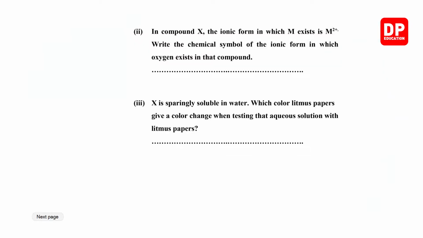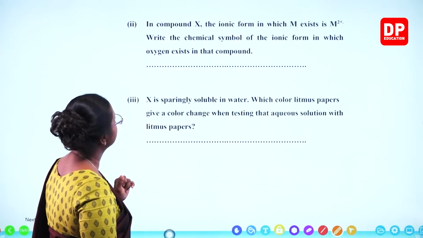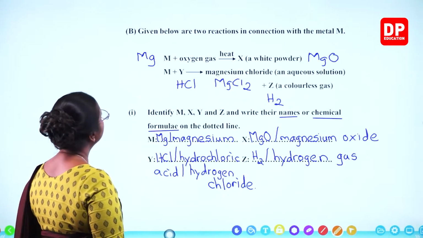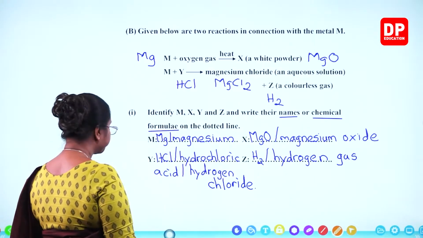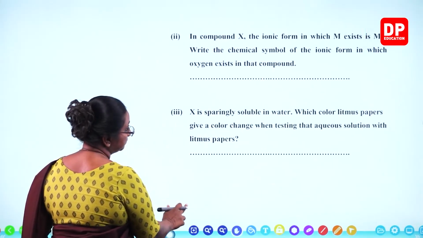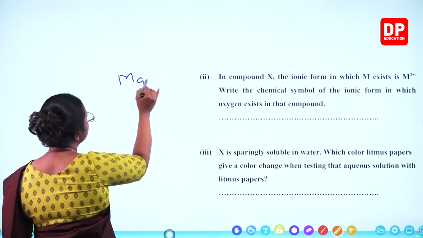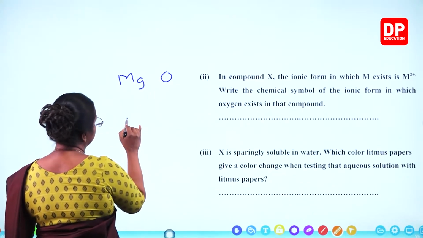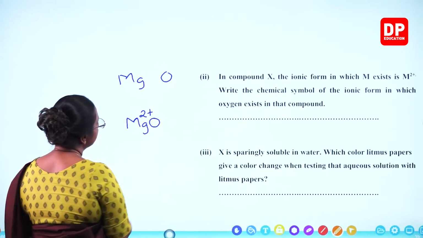Second part of the same question. In compound X, the ionic form in which M exists is M2+. Write the chemical symbol of the ionic form in which the oxygen exists in that compound. So if you look at what X is, X we identified it as MgO. Now in MgO, this is being done in the opposite manner. Now here they have said in MgO, Mg exists as 2 plus.